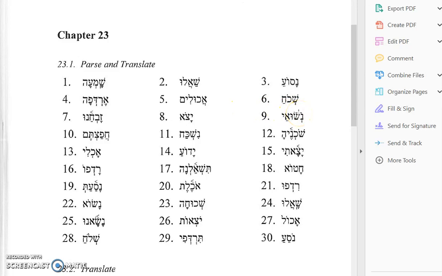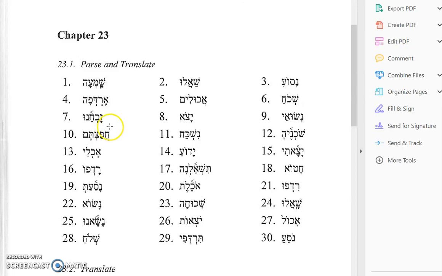And then you have shakoach. Here you have a sheva and a holem. That's the pattern of the infinitive construct. And shakach means to forget. And so this has to do with to forget or forgetting.